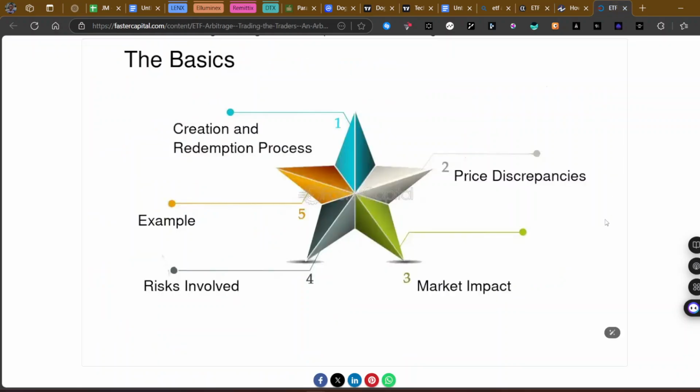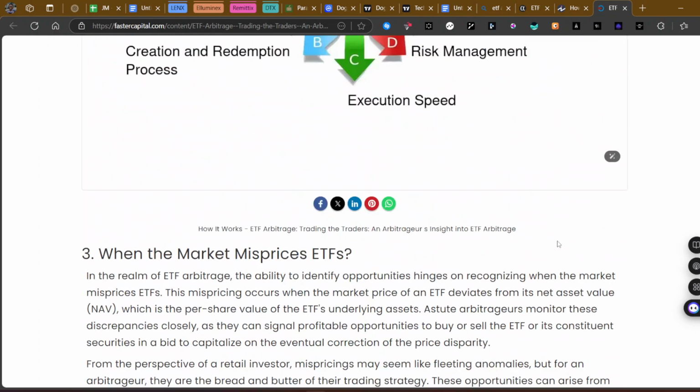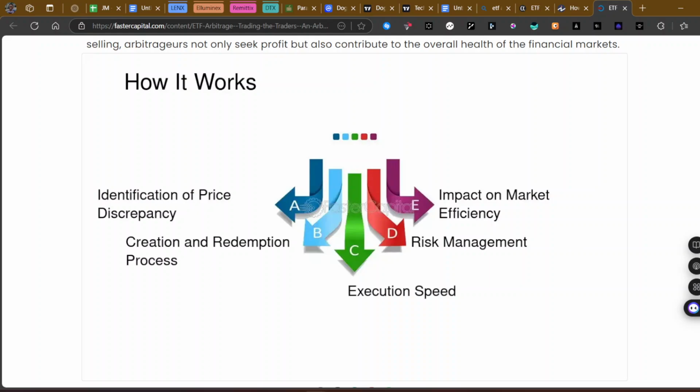Now, similarly, if the ETF is trading at a discount to its underlying assets, traders can buy the ETF and short the underlying assets to lock in a risk-free profit. Now, the most common type of ETF arbitrage is called the intraday arbitrage, where traders exploit short-term price discrepancies. Okay, these opportunities may only last for a brief period, so the key is to act quickly, right?